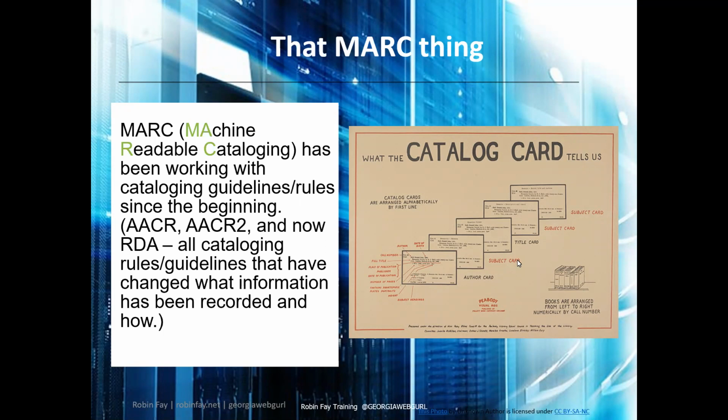And, as cataloging rules have changed, the information that was recorded changed, and how that information was recorded. So we can think of that as the text or the content of the record. So the content of the record changed. What we would write down in a record changed, but it still went into this MARC format.